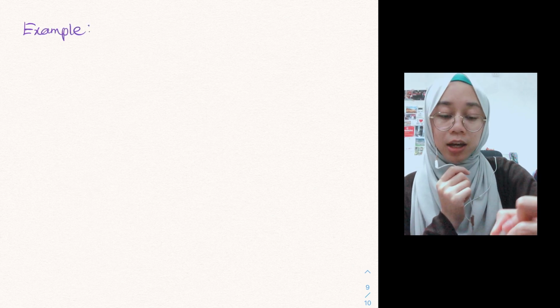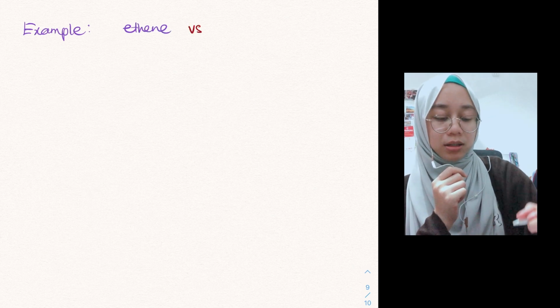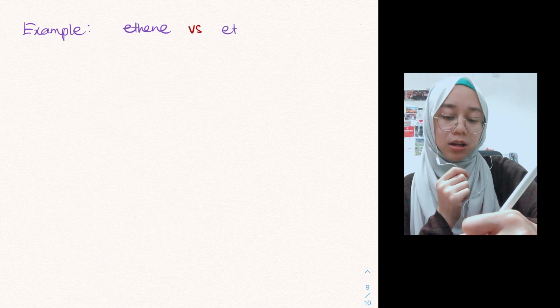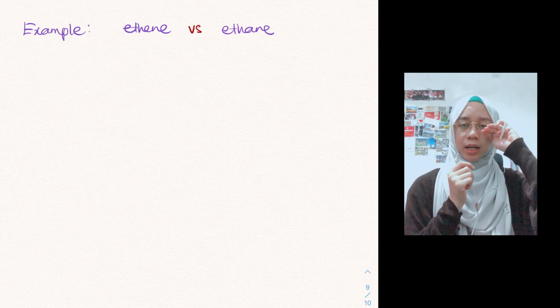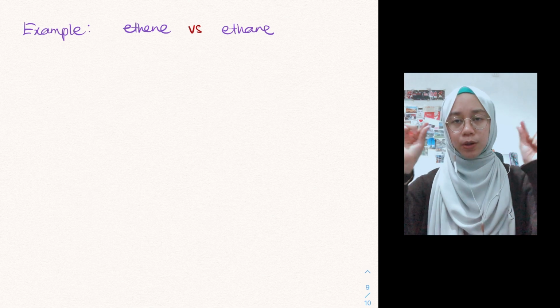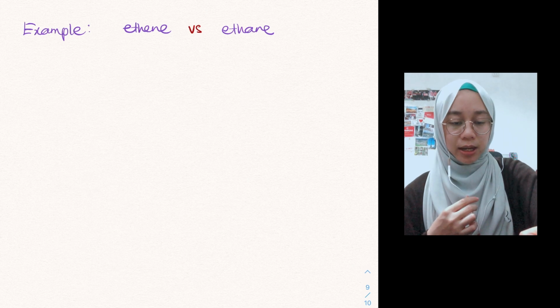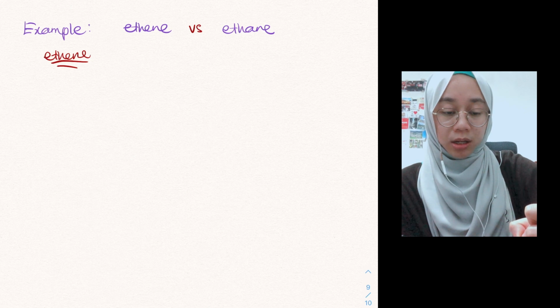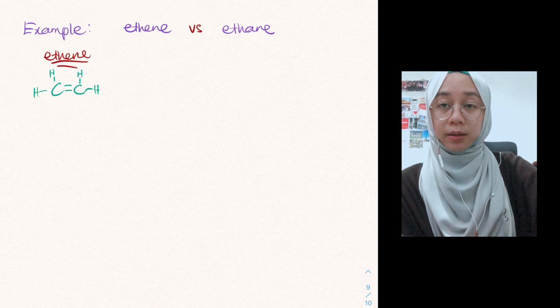Okay, so let's say we have ethene versus ethane. So you are given these two compounds here. Apa yang kamu kena buat adalah kamu kena tulis equation. Usually bila lepas tulis equation, kamu kena tulis sekali dengan observation dia. Jadi now kita start dahulu dengan ethene. Ethene dia ada 2 carbon, and then kita complete kan the equation.